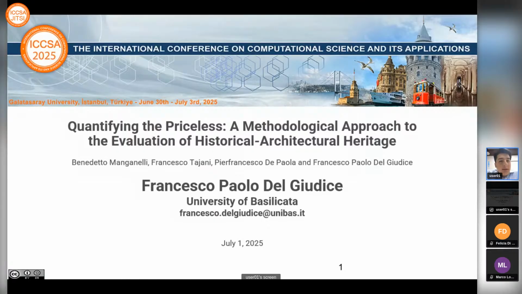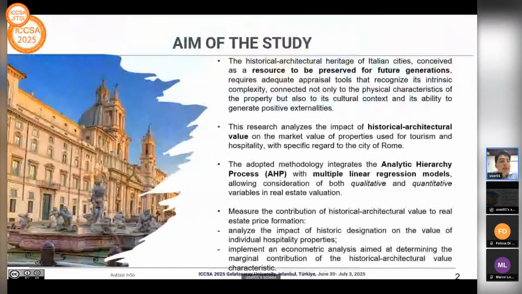And the work was carried out in collaboration with Professors Benedetto Manganelli, Francesco Tajani, and Pier Francesco De Paola. The aim of the study is the historical and architectural heritage of Italian cities as a resource to be preserved for future generations. This research analyzed the impact of the historical and architectural component on property value, with specific regard to property used for tourism and hospitality, in the city of Rome.